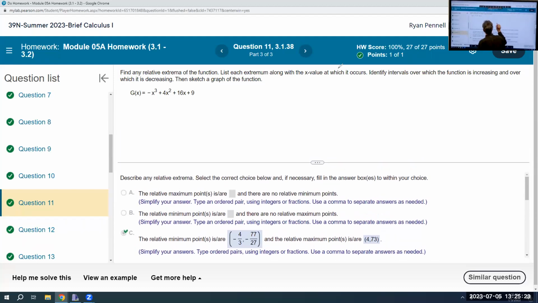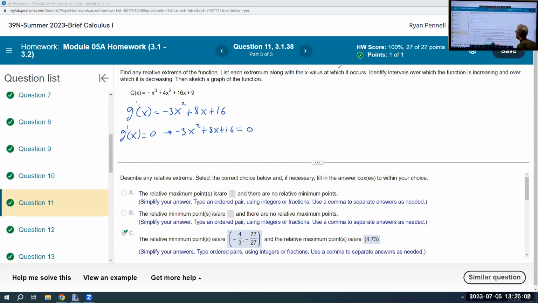Move this down a little bit. That would be swell. g prime of x equals -3x squared plus 8x plus 16. So I'm going to set that equal to 0. That'll tell me where it occurs. It looks like I'm going to get 2 answers here. g prime of x equals 0 tells me where the slope equals 0. So that's -3x squared plus 8x plus 16 equals 0. It's a quadratic.